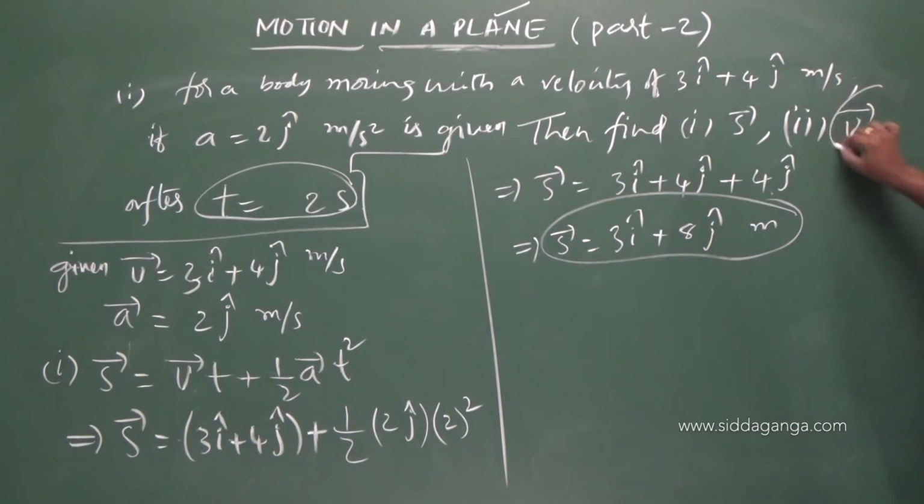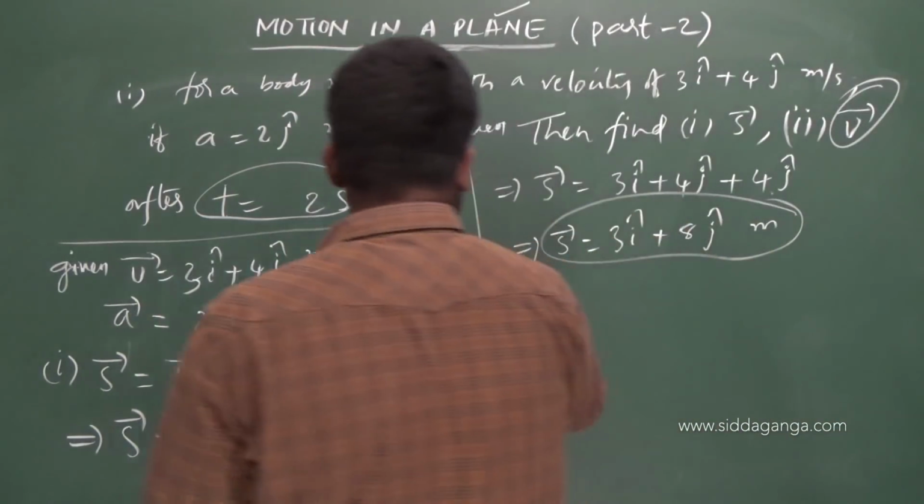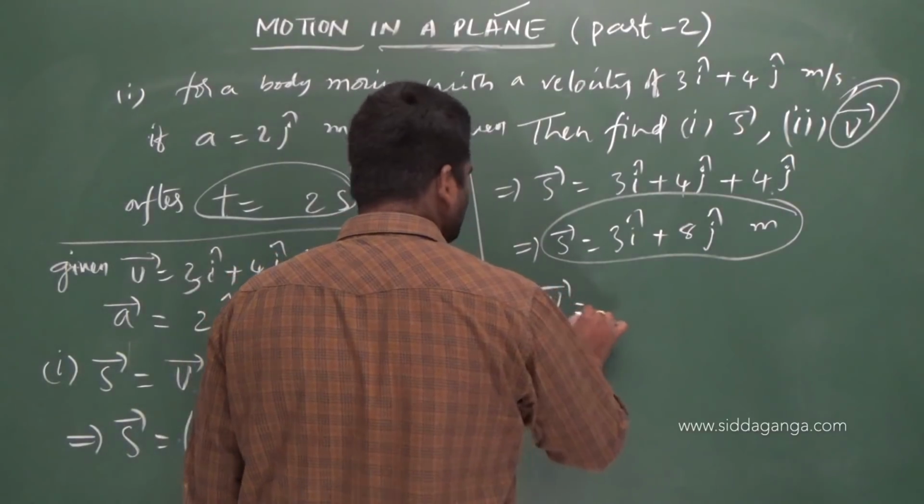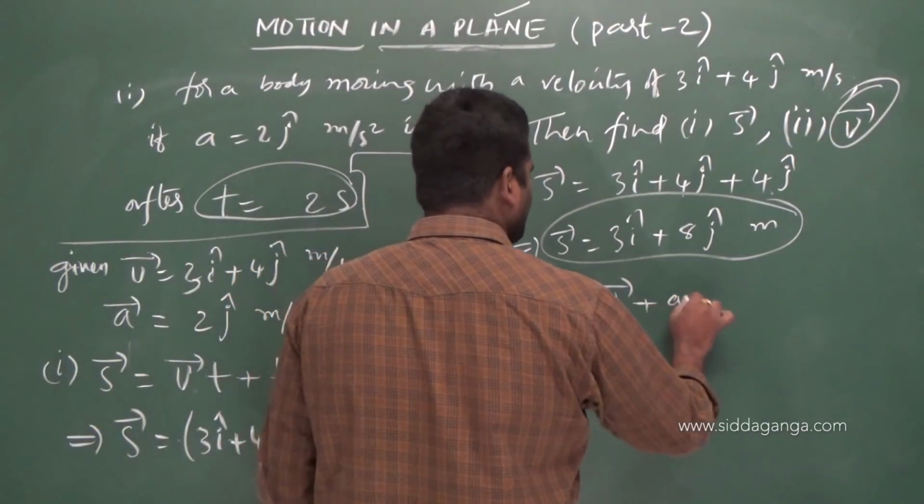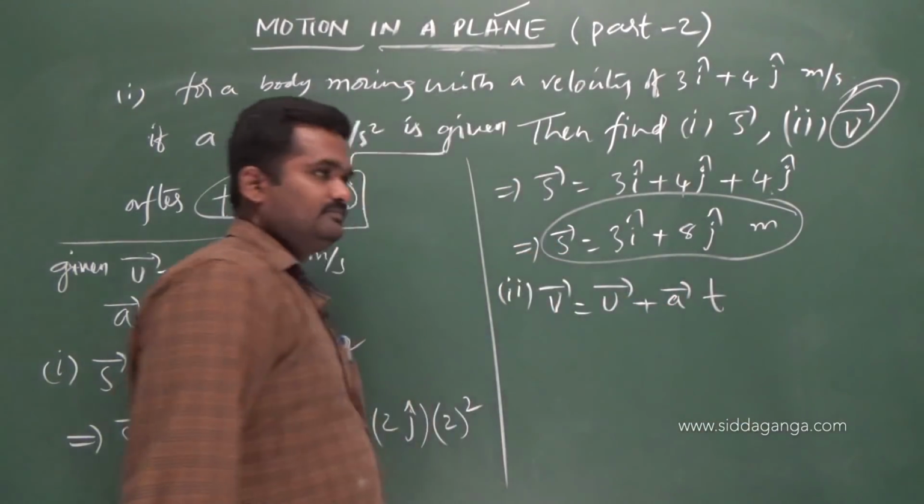And one more thing, velocity also they are asking. How to find out velocity? What is the relation for velocity you are having? V bar equals u bar plus a bar into t.